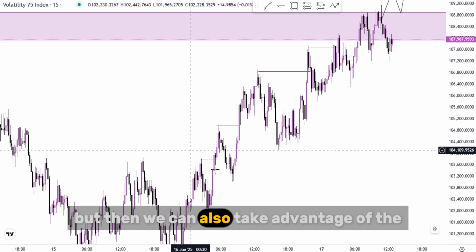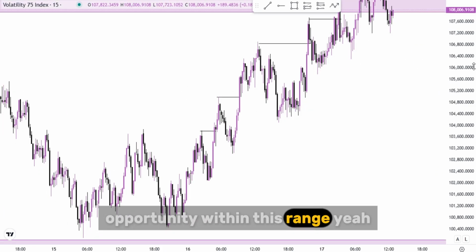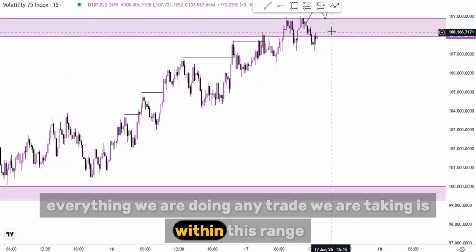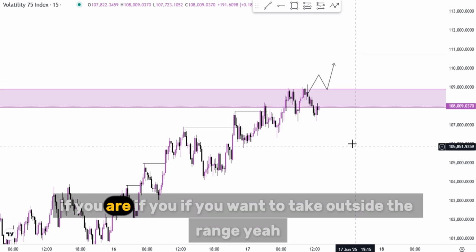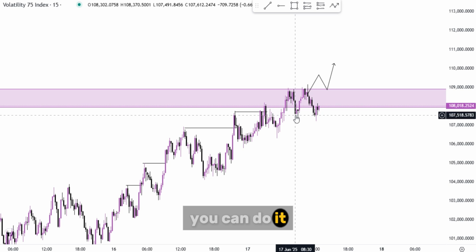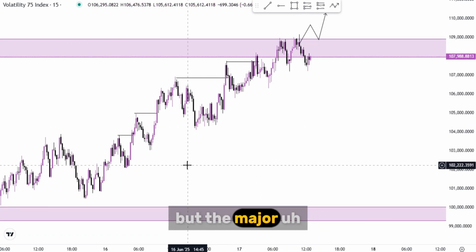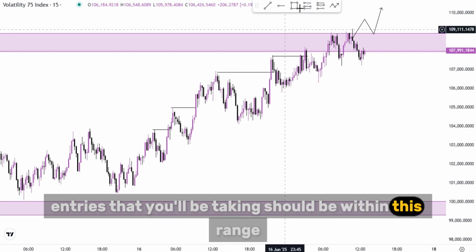But then we can also take advantage of the relative opportunity within this range. Everything we are doing, any trade we are taking, is within this range. If you want to take trades outside the range, you can do it, but you should know what you are doing at the end of the day. But the major entries that you'll be taking should be within this range.